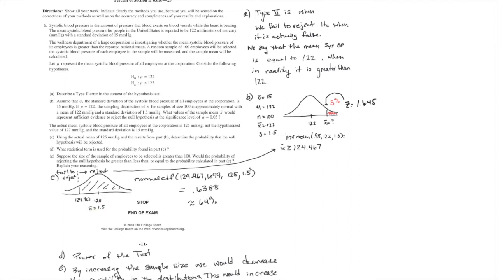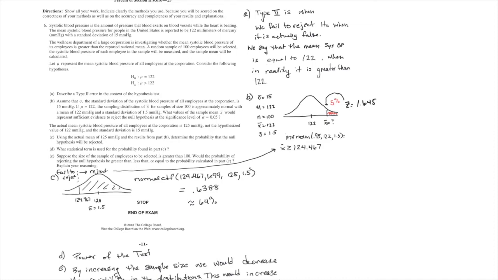I drew the picture of the curve so I didn't have to define these pieces. If you didn't draw the curve, you need to tell me what each one of these values signifies. I've done that with a few of them up here. I'll probably need to do a little bit more down here with these two, with upper and lower boundaries. But anyway, that gives you 0.6388, or about 64%. In order to get credit for this part, I really did need to show that the mean was 125. I needed to know that I was going above 124.467.